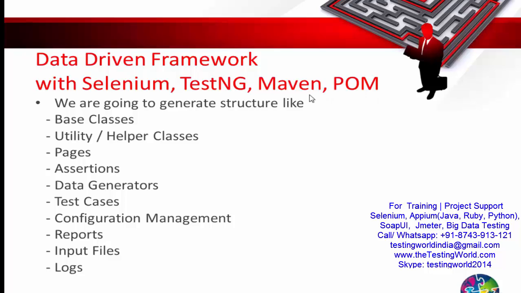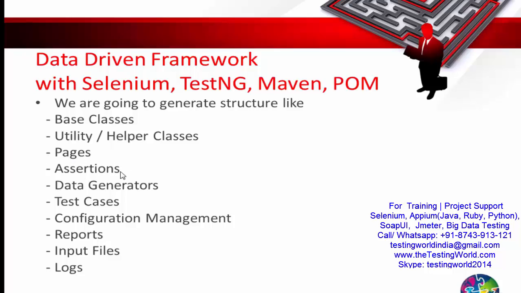And on this course, we are going to use base classes. Base classes you can understand like all the classes where we are going to write common code which is required in every test case, like we need to start the browser, we need to close the browser. So that kind of code I'm going to place in the base classes. Utility or helper class is required for generating our small utilities, like taking screenshot is a utility. So I'm going to write that kind of code here in the utility. Pages, we are going to implement POM structure, page object model, and all the pages will be placed over here.